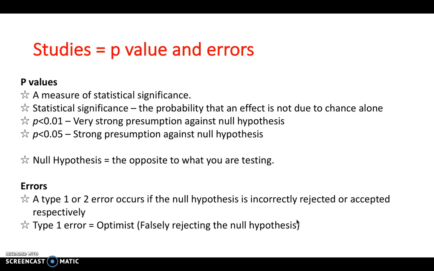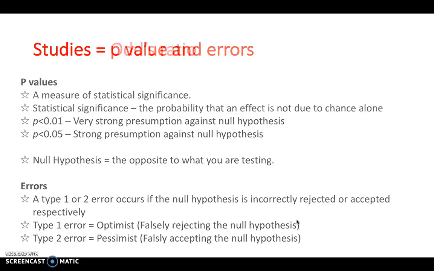So the null hypothesis is the opposite of what you're testing. For example, if you're trying to prove that smoking causes lung cancer, your null hypothesis will be that smoking does not cause lung cancer. A type 2 error is a pessimistic error, so it's falsely accepting the null hypothesis.